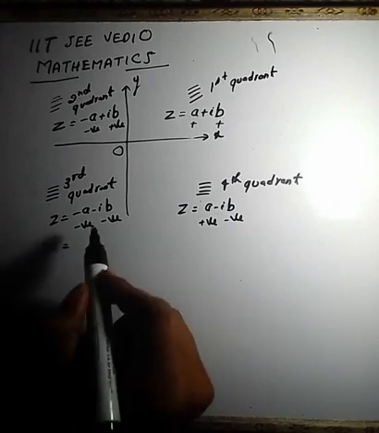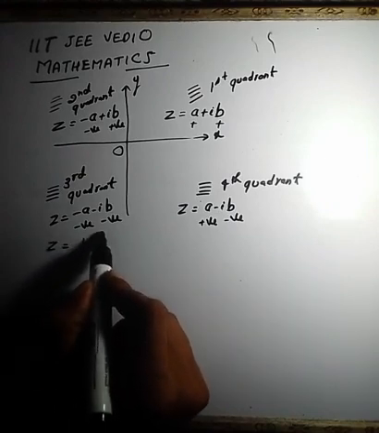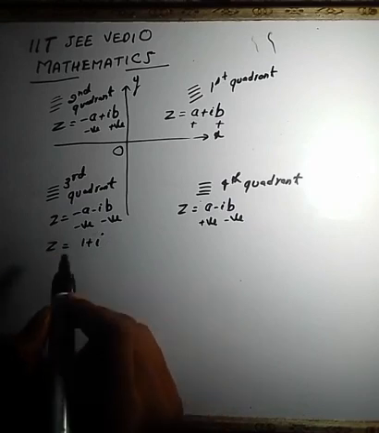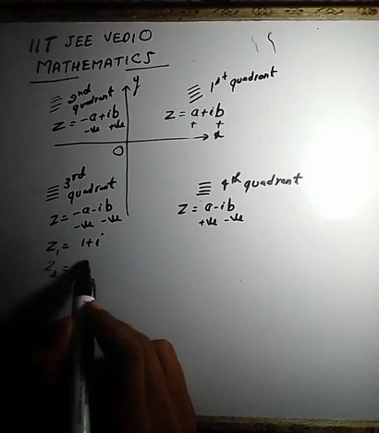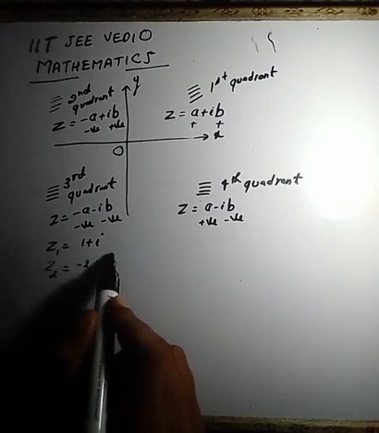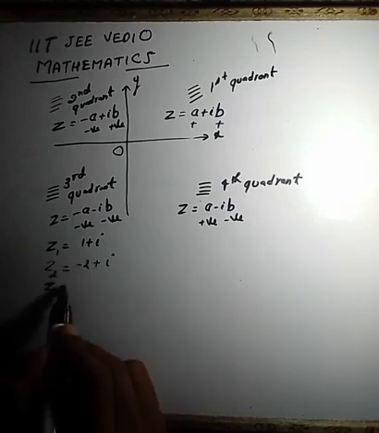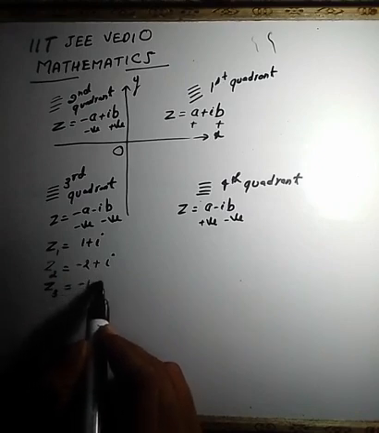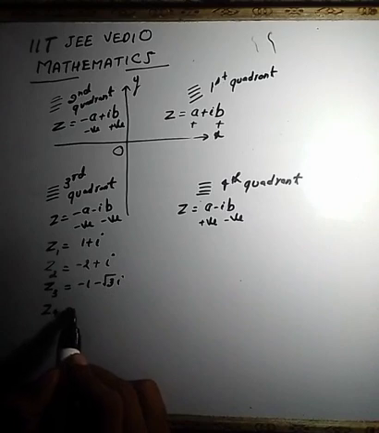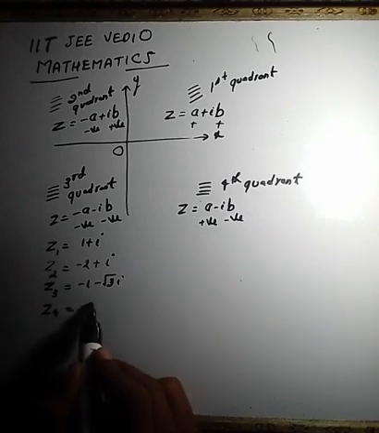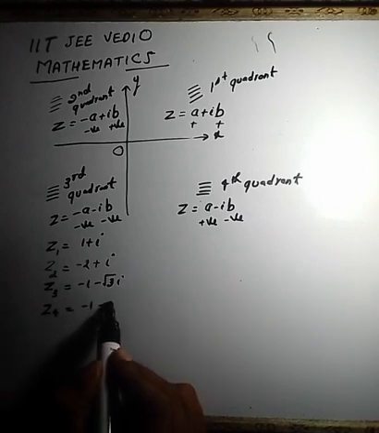So z1 equals to 1 plus i, z2 equals to minus 2 plus i, z3 equals to minus 1 minus root 3 i, and z4 equals to minus 1 minus i.